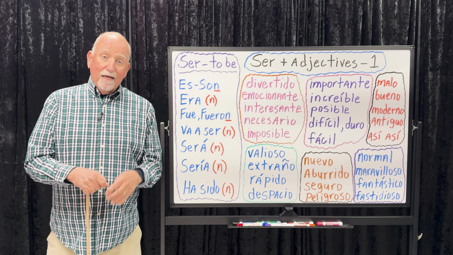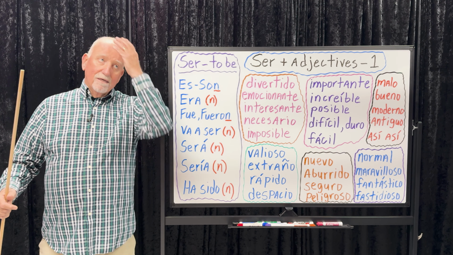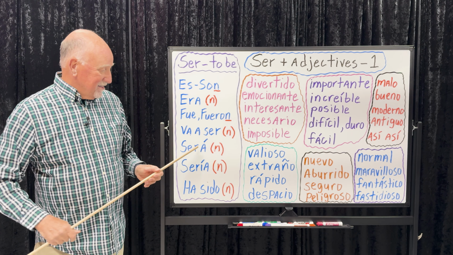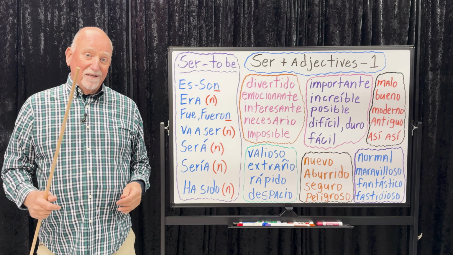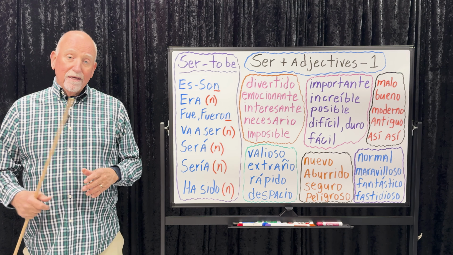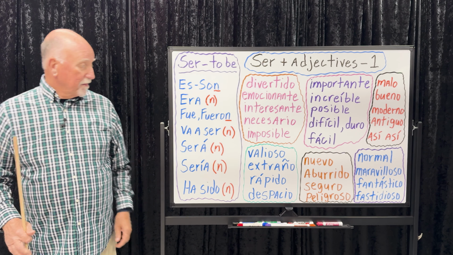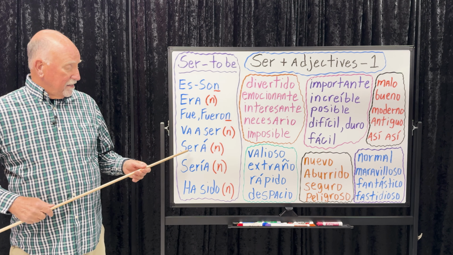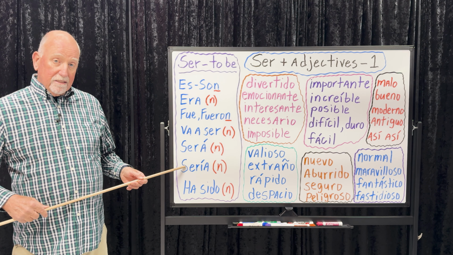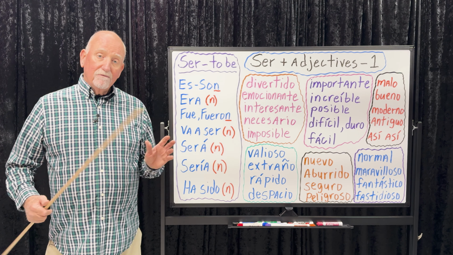You're talking about an algebra class, trigonometry class, right? Quantum physics. It will be hard. Será difícil. Será muy difícil. Some people might even say, será imposible. No way, nothing is impossible. Okay, let's take a look at fácil. It will be easy, será fácil. It would be easy, sería fácil. It has been, ha sido fácil.